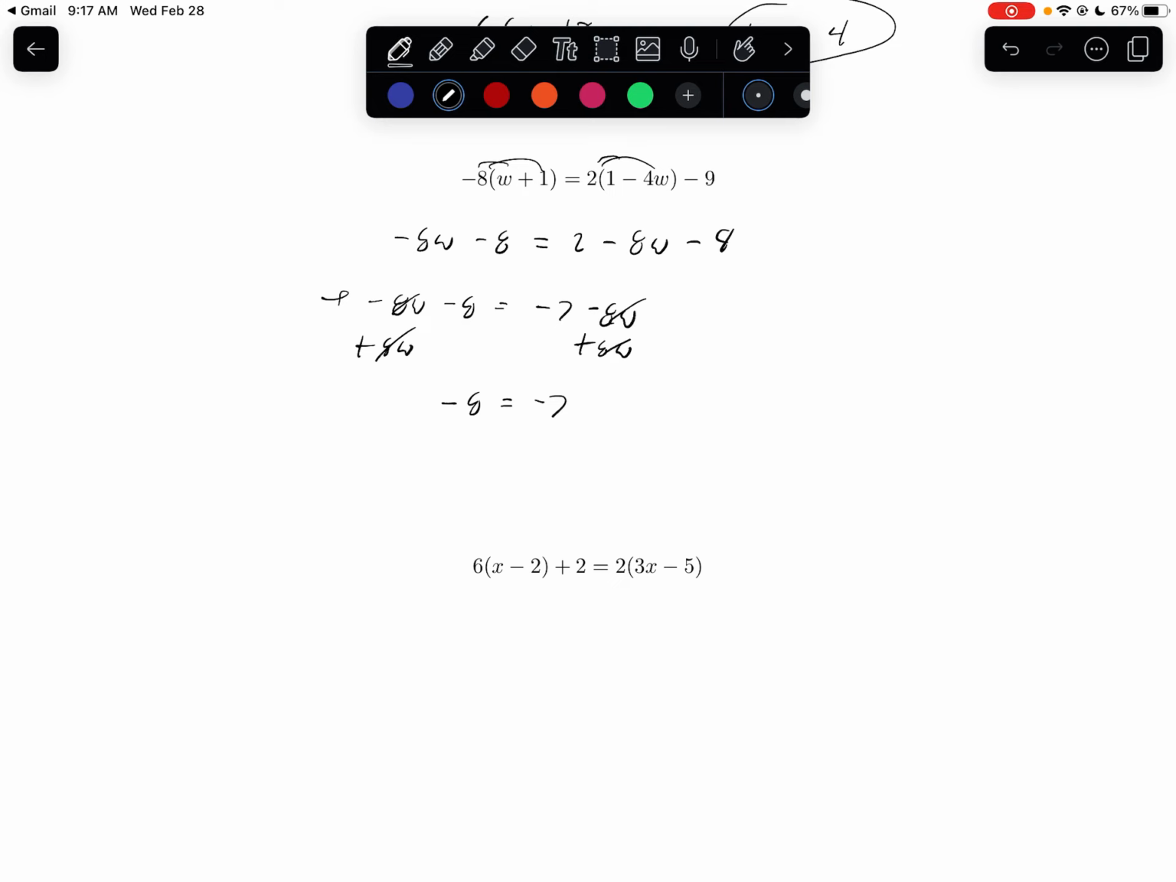Well, this is a bit of a problem. Negative 8 is not equal to negative 7. So since we end up with an answer that's effectively nonsense here, we are going to say that this implies we have no solution. Okay, there is no solution to this equation.